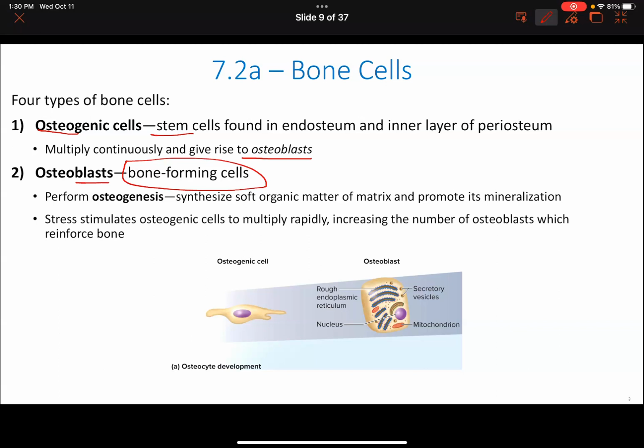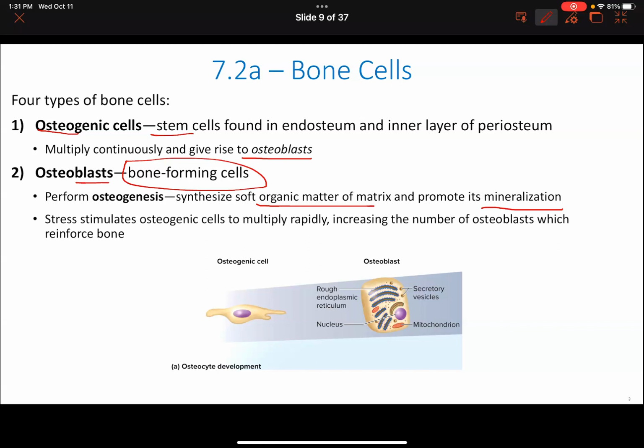So with osteogenesis, they're going to make soft organic matter. So they're going to make the osteocytes or the osteocells. But they're also going to provide the organic matter of the matrix and send signals to mineralize that matrix so that it can harden and be hard, which is what a bone requires.